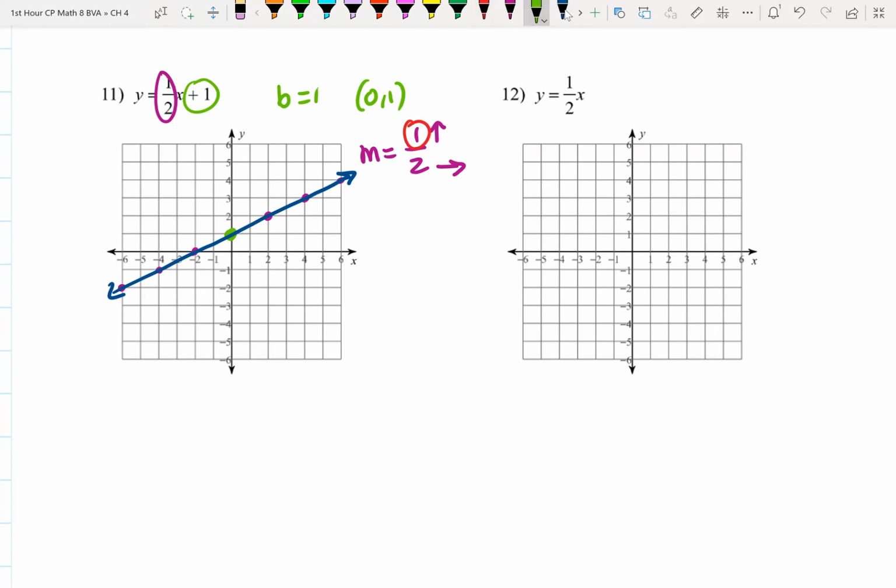All right, in number 12, I don't see a number, so my y-intercept must be 0. So 0, 0, or the origin is your y-intercept. We call this a proportional relationship when your y-intercept is 0. And our slope is 1/2. So we're going to go positive 1 up, 2 to the right. Same slope as before. And reverse that trend to plot more points on the left.